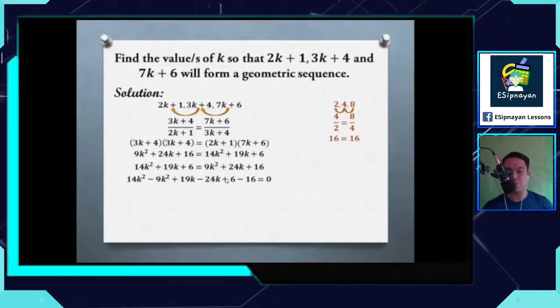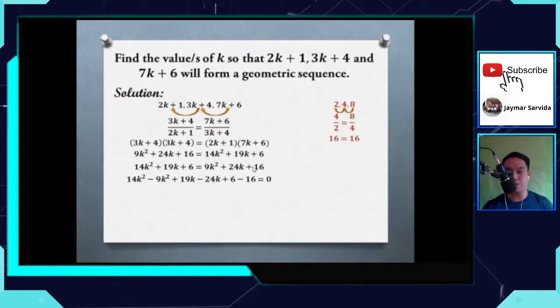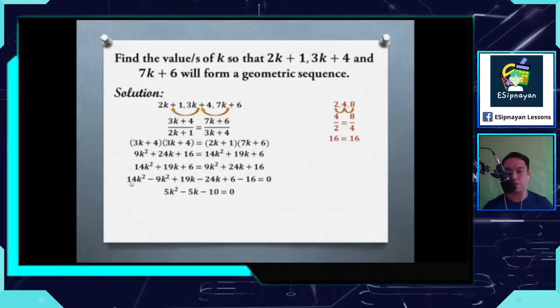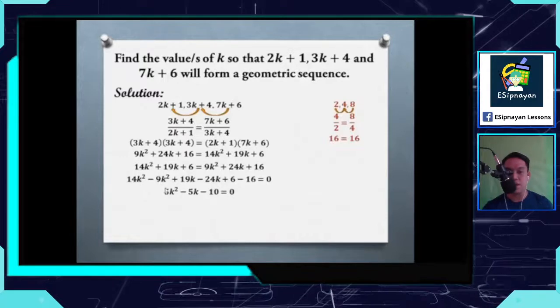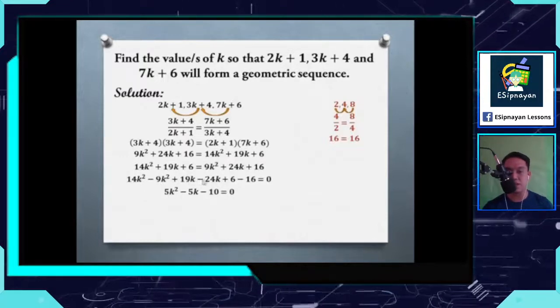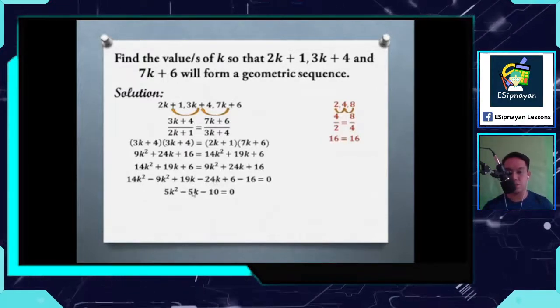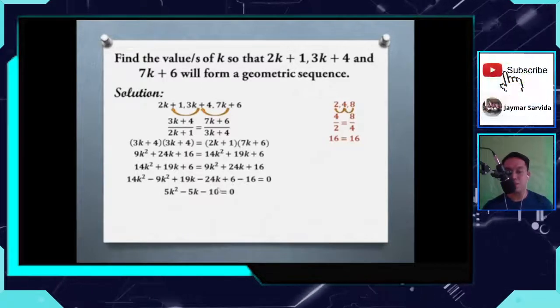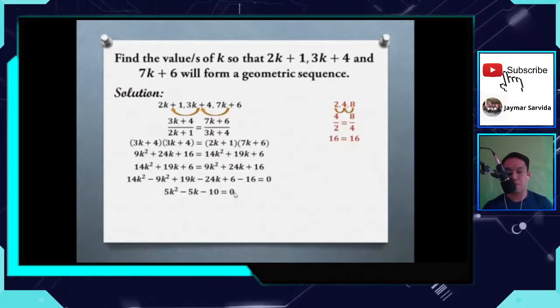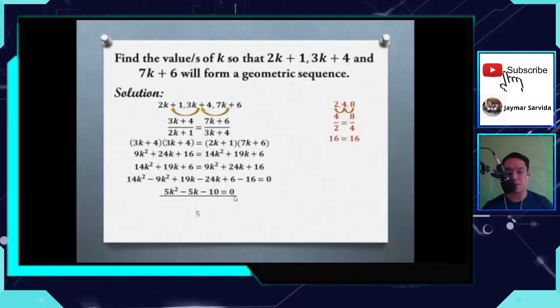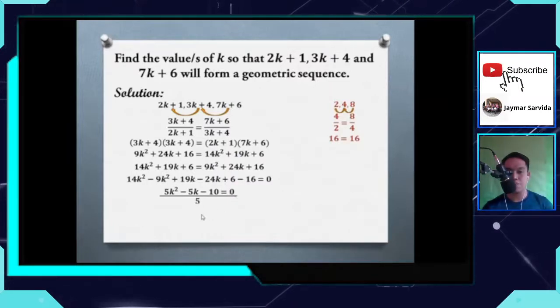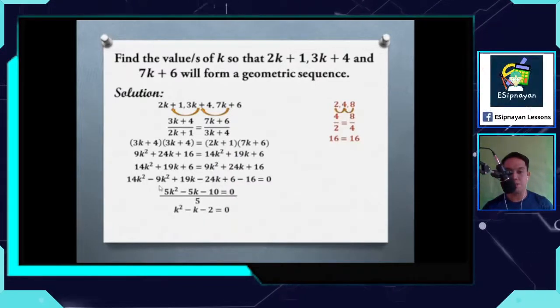So, simplify it further, 14k squared minus 9k squared is equal to 5k squared. Minus 19k minus 24k is negative 5k. And 6 minus 16 is negative 10 equals 0. And then divide both sides by 5, so that will become k squared minus k minus 2 equals 0.